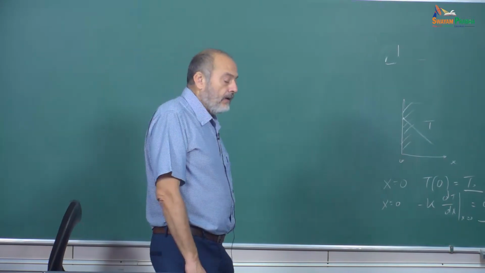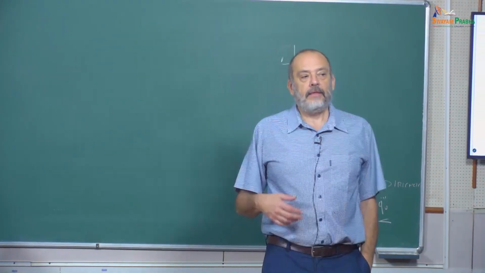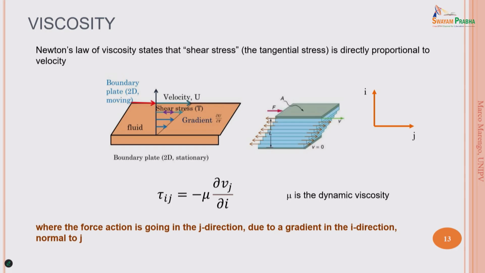Okay. Now we need to introduce the momentum. And we need to consider the viscosity. The viscosity is a very important point because when we have, let's say, a flow on a surface, the velocity at the surface is considered, in 99% of the cases, zero, the same velocity as the solid. So if the solid is fixed, it will be zero, okay?